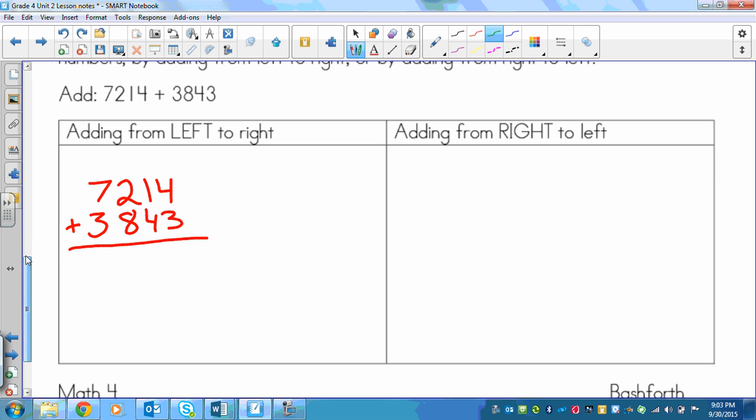And then we will start by adding from left to right. So left is over here and we're moving this way. So we are looking at the thousands place value first. That means that zeros go in the hundreds, tens, and ones place. We will do those later. So 7 plus 3 is 10.